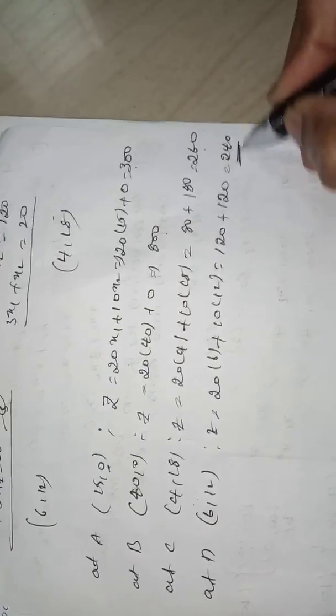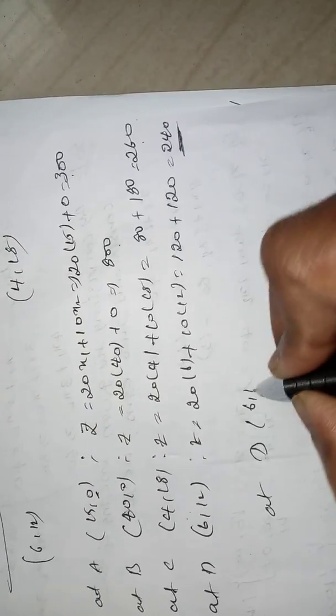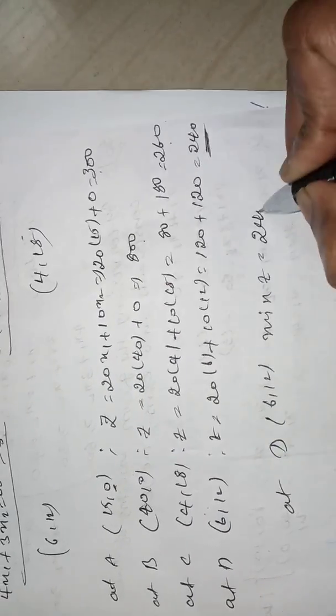Among these four values, what they have given in the problem is minimize. So you need to consider the smallest value. Among these four values, the smallest value is 240. So we can say that at the point D the objective function is minimized. So you can write down that at the point D, equal to 6 comma 12, the minimum z value equals 240. This is the graph.